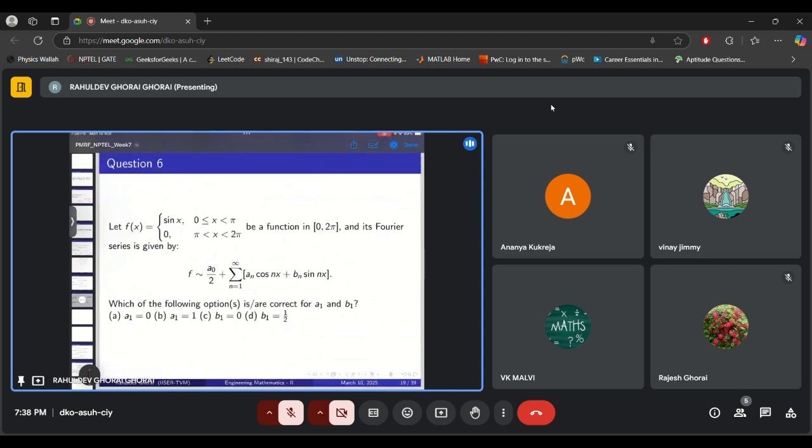Now the next thing you need to find is the values of a1 and b1. So let me write it first. Instead of a1, let me write an. What's the value for an for this type of series?